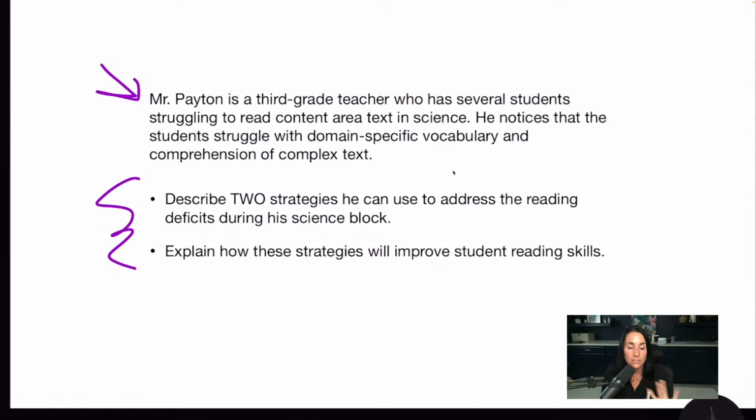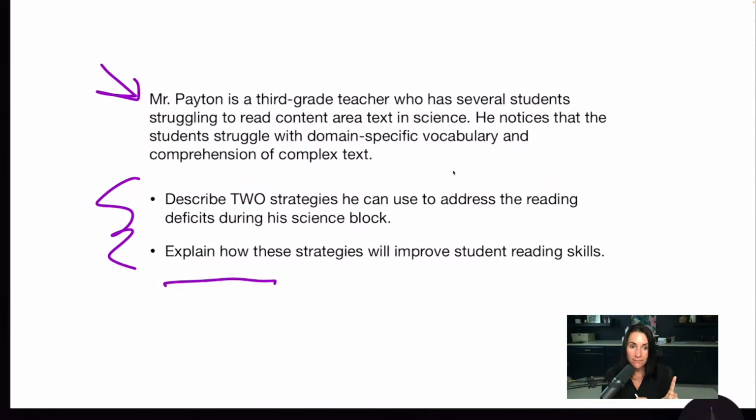Now, some might be short like this. You might have one with a data set. It doesn't really matter because all you have to do are these 2 bullets here. Describe 2 strategies he can use to address the reading deficits during his science block, and explain how these strategies will improve student reading skills. So what I'm going to do here, and I recommend you do this when you have a constructed response like this, this is going to be 2 paragraphs.